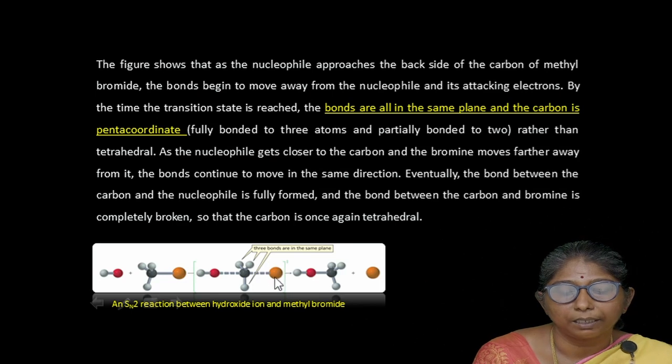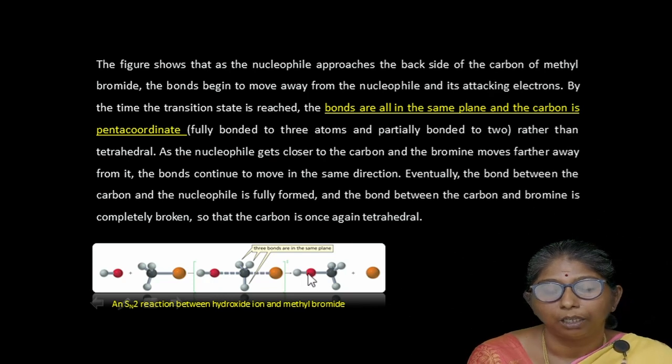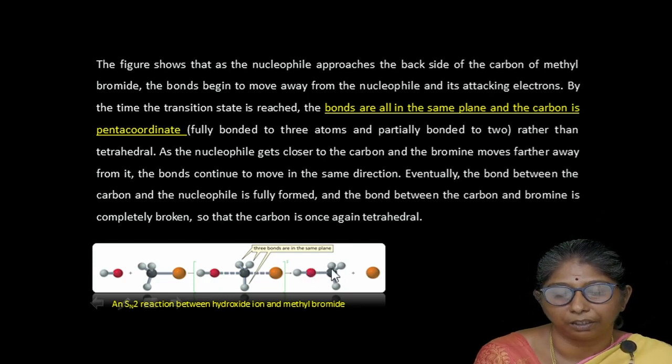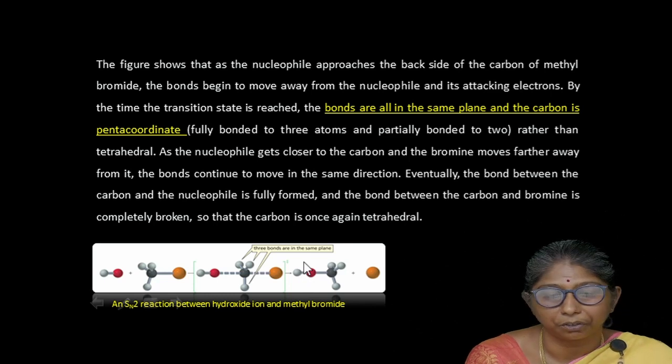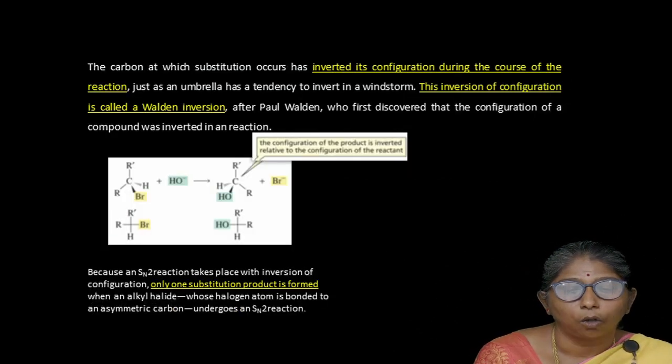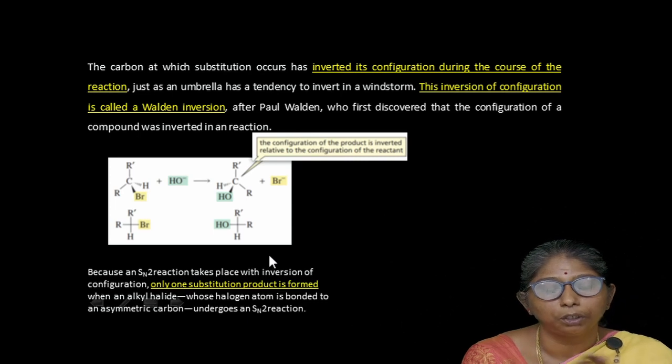And then what happens after the transition state? When the transition state changes, again the carbon becomes an sp3 hybridized carbon, and this oxygen binds with this carbon, and so here if you see the configuration, if you start with the D form, you will get an L form compound. So that is total inversion of configuration that I have shown in the next PPT. See this, the carbon inverted its configuration during the course of the reaction.